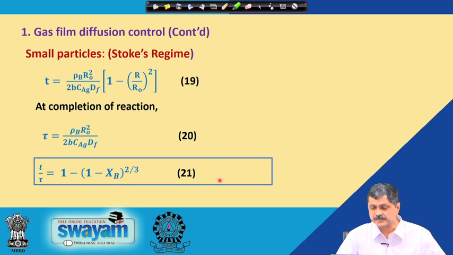First we take up small particles, the Stokes regime. The radius versus time relationship, because here radius is a function of time, is given by equation 19, and the reaction completion time is shown in equation 20. It is seen that reaction completion time is proportional to the initial particle radius square, and equation 21 gives us the relationship between the conversion and time.